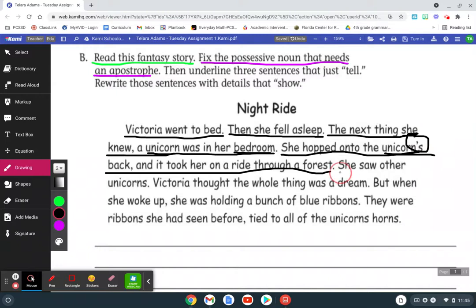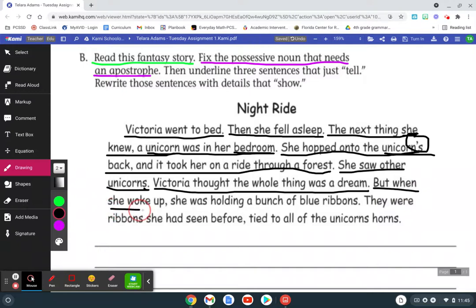She saw other unicorns. Oh, there's S, but it's not possessive, it's plural. That S just lets us know she saw more than one unicorn because that unicorn does not own anything. Victoria thought the whole thing was a dream. Any possessive nouns? Nope, Victoria doesn't own anything there.